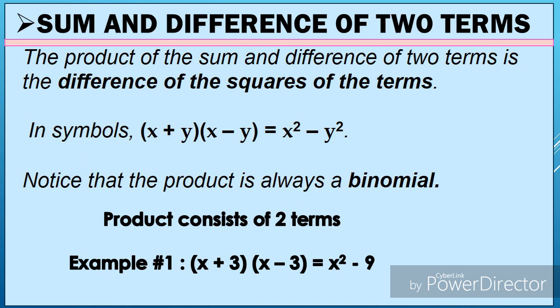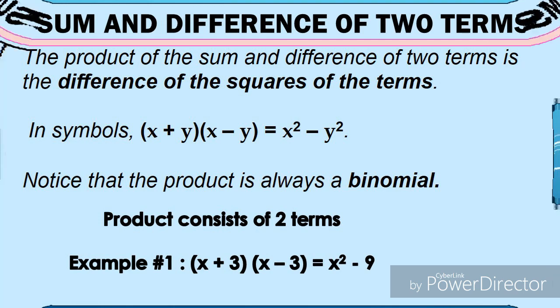So, kung makikita natin dun sa dalawang binomial or dalawang terms, isang sum, isang difference. So, notice that the product is always a binomial. So, the product consists of two terms. Example number 1. Okay, the quantity of x plus 3 times the quantity of x minus 3, it is equal to x squared minus 9.